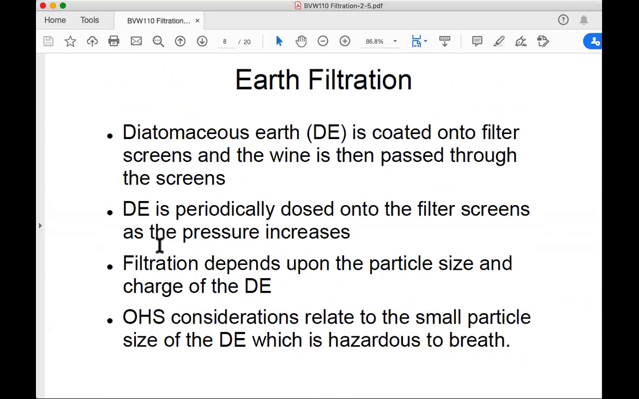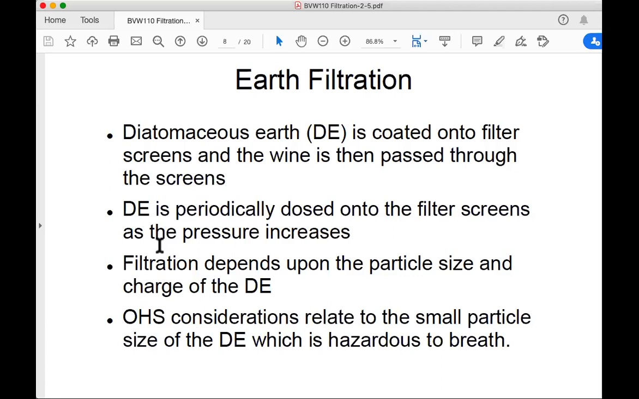Next, we have earth filtration, which has a very, very long history with wine. Throughout the centuries, winemakers have been aware of the positive impact of some earths on wine. For example, bentonite that we discussed last week is an example of that. Diatomaceous earth filtration involves coating a filter screen, a very tight mesh, with diatomaceous earth. And the diatomaceous earth has a charge on it, as do many of these other filtration media, by the way, which we'll come to in a moment.